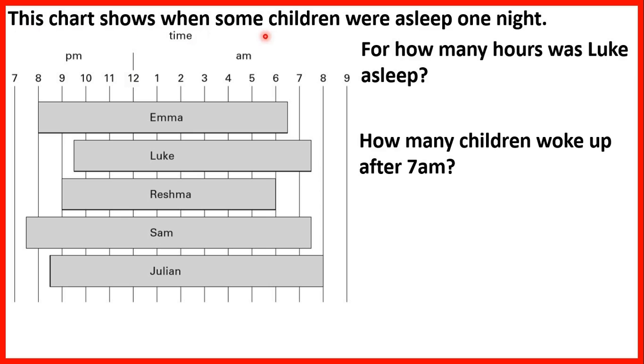This chart shows when some children were asleep one night. For how many hours was Luke asleep? So we can find Luke's bar, and if we go to the start of that, so when he first started to sleep, and draw a line up, we can see that that's between 9 and 10, so that's 9:30.